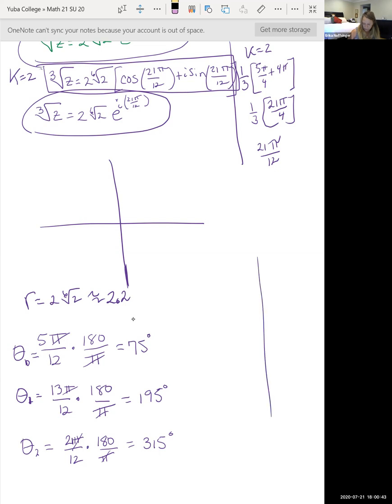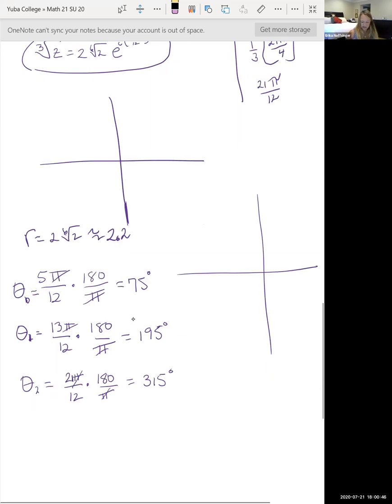And so 75 degrees, go out about 2 root 2. 195 degrees, go out 2 root 2. And then 315 degrees. So what is this? 270. So about right here. And go out 2 root 2. I'm sorry, 2.2.